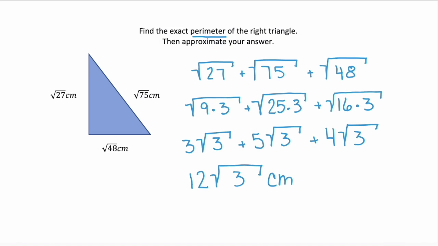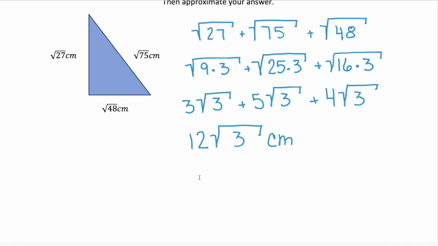Now when you enter this into your calculator, you're told that 12 square root of 3 is 20.8 centimeters. This is no longer an exact number. This is an approximate. So we can write that it's approximately equal to our 12 square root of 3 from above.